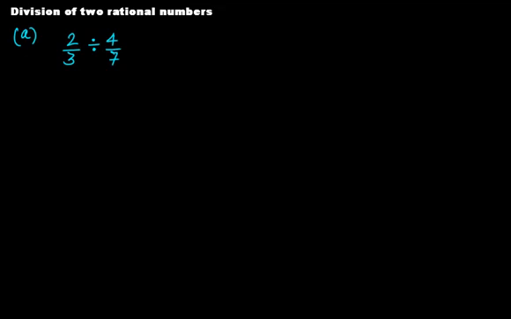In this video tutorial, we are going to learn how to divide two rational numbers. Now, if you have two rational numbers, let's say a over b divided by c over d, what you do is you write a over b multiplied by the reciprocal of c over d. What does that mean?